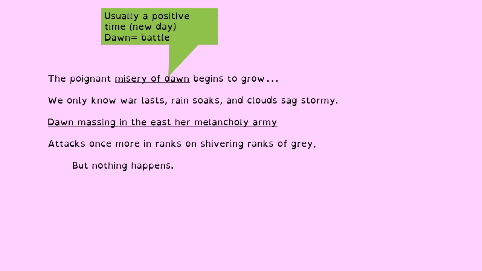In the third stanza, we have the poignant misery of dawn begins to grow. And it's almost a juxtaposition here with the misery of dawn, because dawn is usually a positive time of the day. It's a new beginning, new day, bright sunshine, the birds singing. However, it's referred to as misery of dawn. And this could refer contextually to the fact that dawn tended to be the time where a lot of the battles were fought, dawn and dusk, because of the way that the light hid things but allowed enough light to be able to go about your business. So that might be why this is referred to as the misery of dawn.